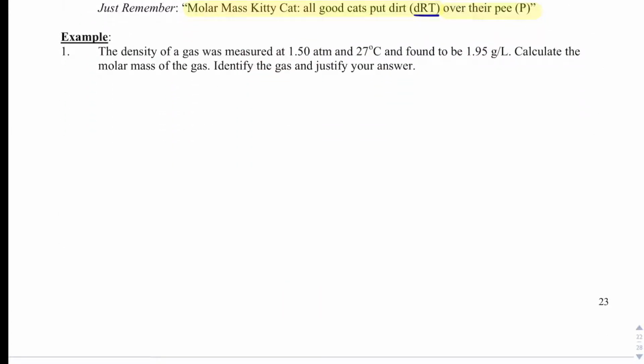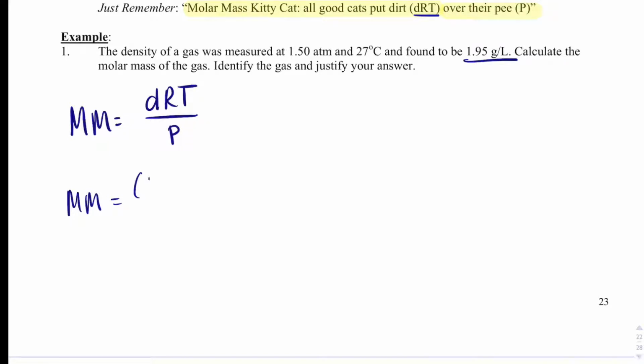So in example problem number 1, it says the density of a gas was measured at 1.5 atmospheres and 27 degrees Celsius and found to be 1.95 grams per liter. Calculate the molar mass of the gas and then also identify the gas. So molar mass equals dirt over P, and we are solving for molar mass. The density, 1.95 grams per liter, is in good units, so 1.95 grams divided by liters.